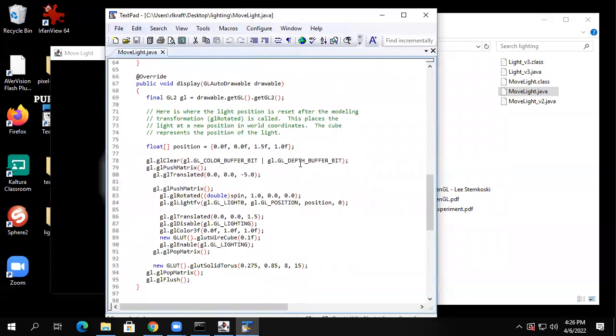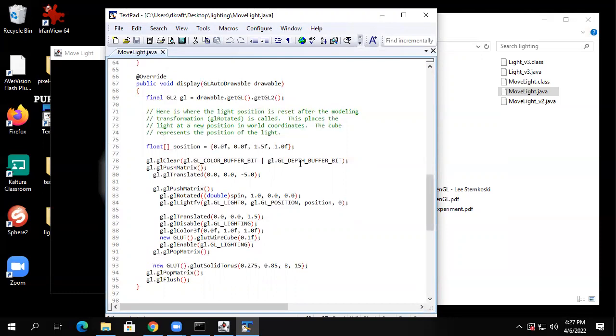Okay. Now here's where the light gets moved. Now, if you look in the book, it wasn't indented like this. It was kind of hard to read. I indented it. See, there's a push and a pop. And then here's a push and, oh no, I'm sorry. This push and pop balance here. This push and pop balance here, okay? So there's nested pushes and pops going on here, okay?